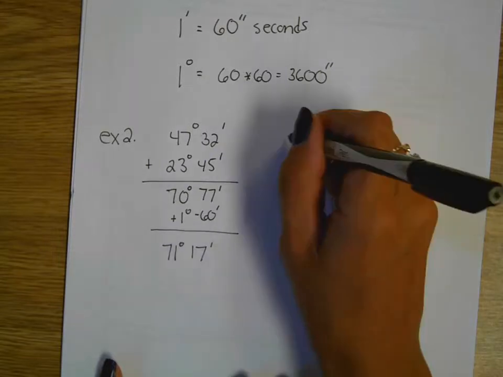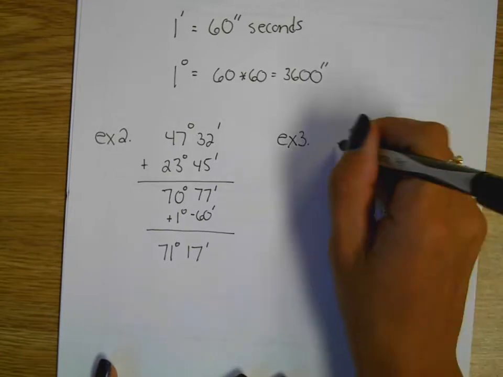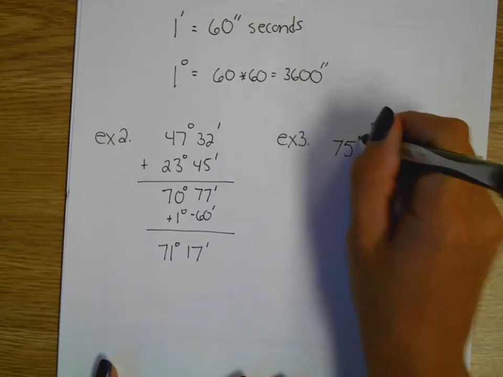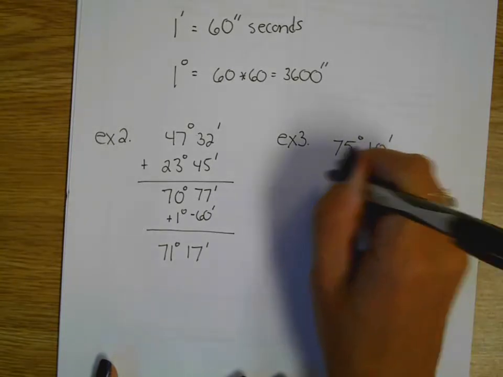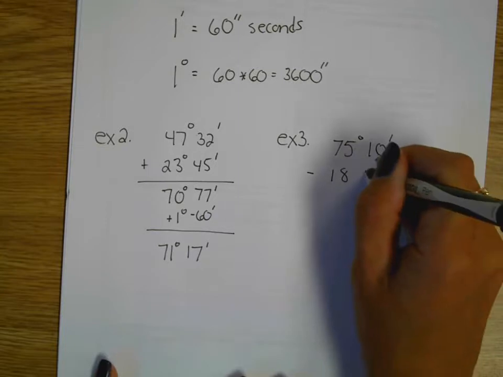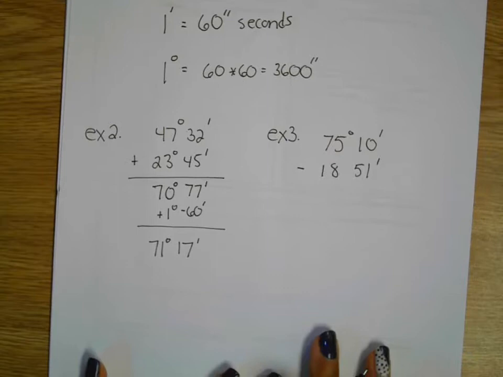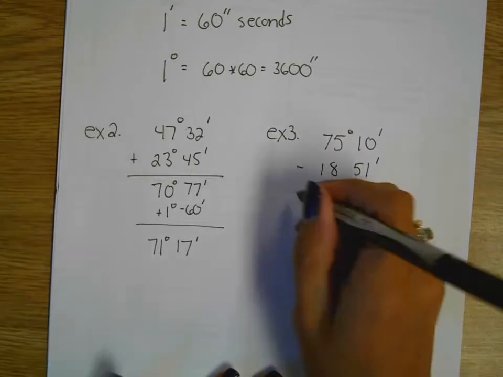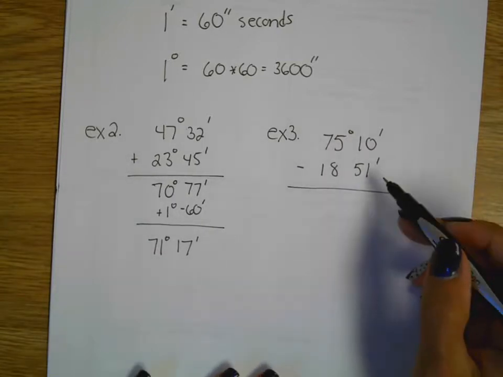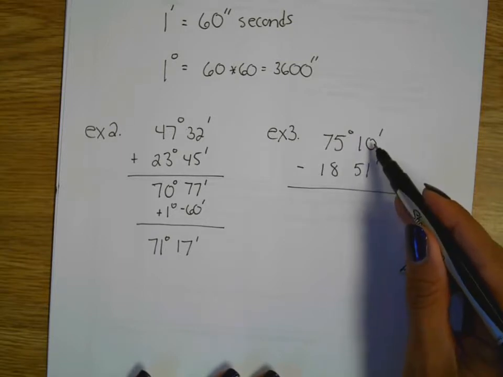Okay. What about subtracting? 75 degrees, 10 minutes. Subtract off 18 degrees, 51 minutes. Okay, so again, it's minutes from minutes and degrees from degrees. Of course, we'll run into issues right off the bat. Can you take 51 minutes away from 10 minutes? No, what do we got to do?